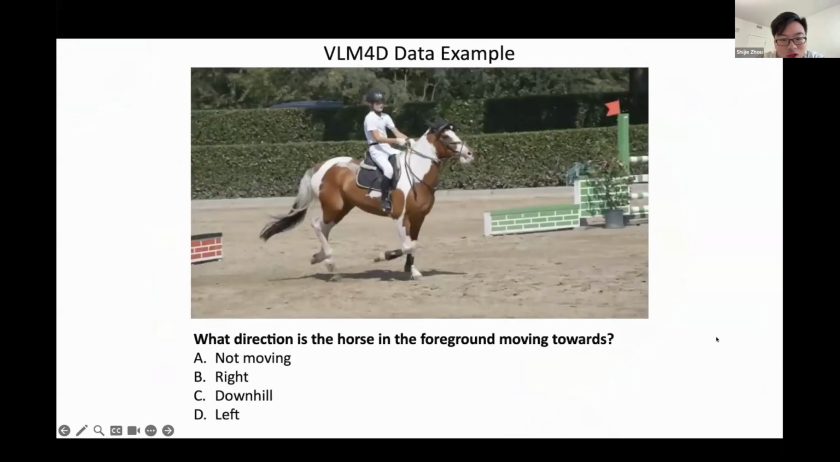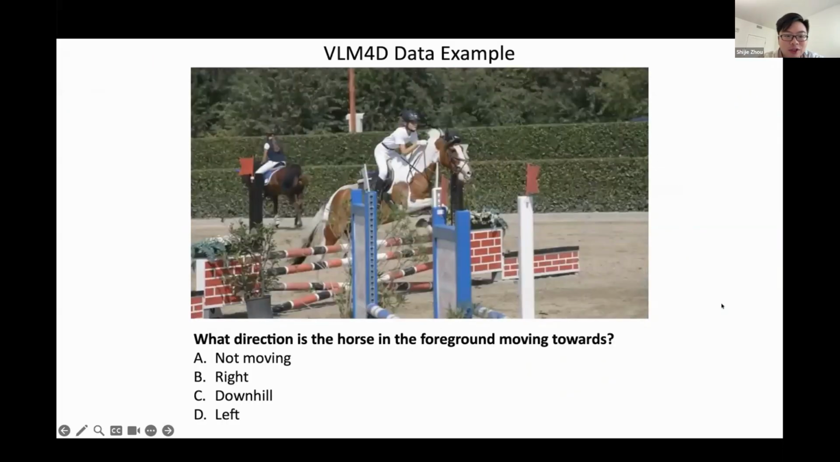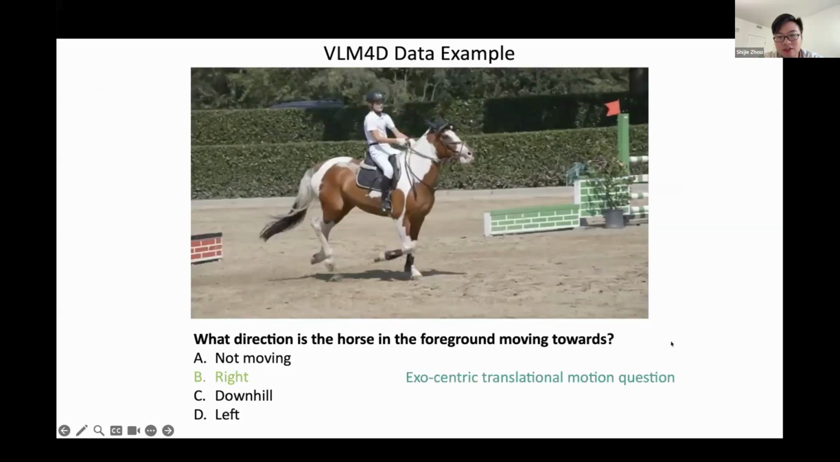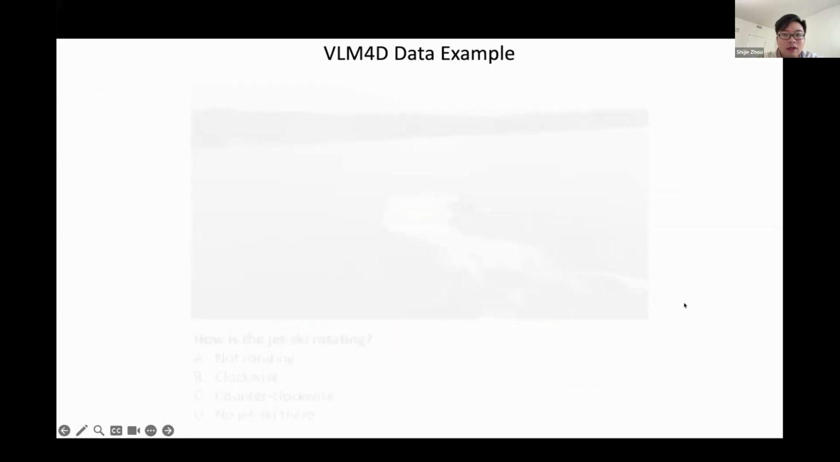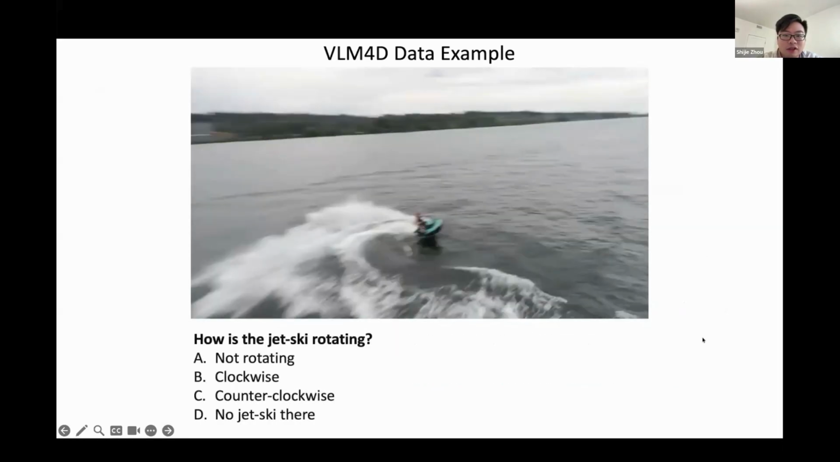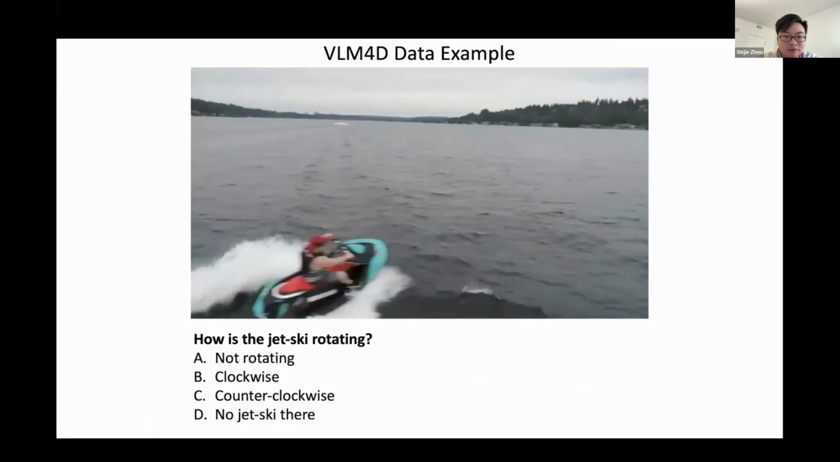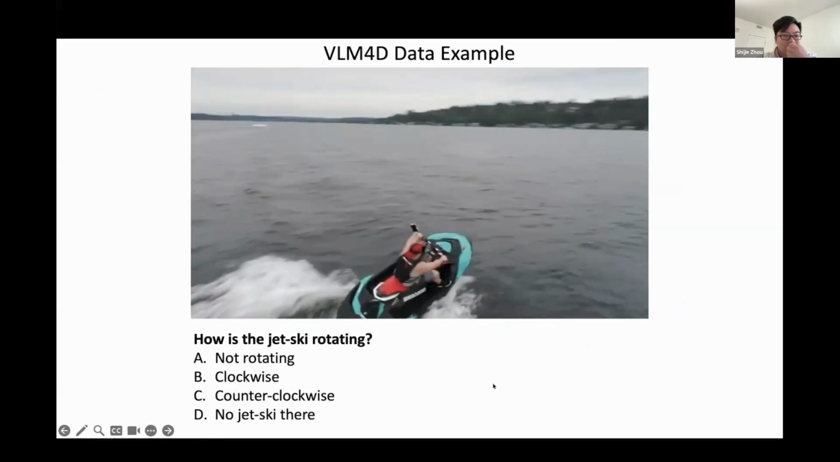So if I ask you what direction is the horse in the foreground moving towards, the answer should be right. So this is basically the exocentric translational motion question regarding the motion. And let's see the second example. Now, let me ask you, how is the jet ski rotating? The correct answer should be clockwise. So in this case, this is the exocentric rotational motion question.